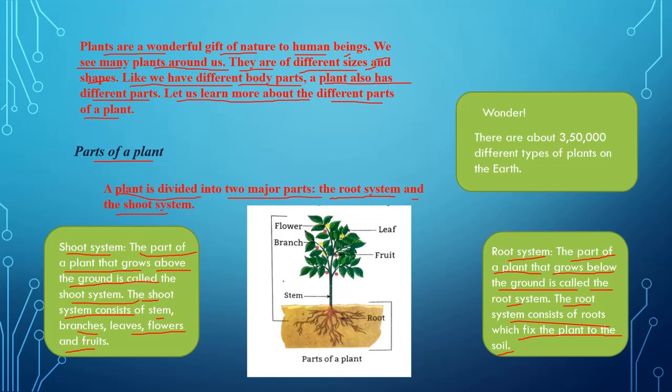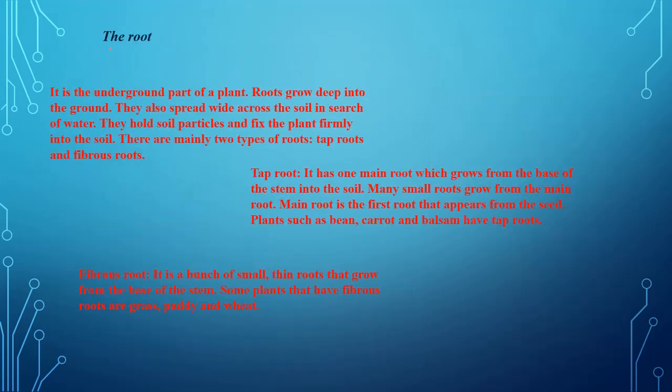Okay. So these are the parts of a plant we can read. First is flower, leaf, branches, fruits, stem. These are the shoot system, and these are roots. So this is the root system. Okay, say with me one more time: flower, leaf, branches, fruit, stem and roots. Now we are going to read about roots.